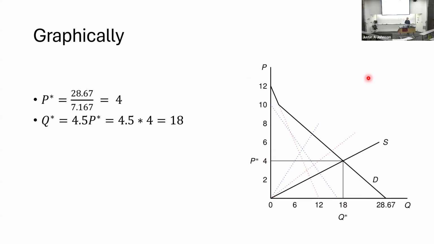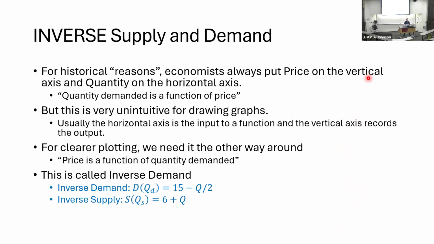So that was the direct version of this problem. Often, however, actually more common, I would say, is we deal with the inverse supply and demand. And what's going on here is, for historical reasons, dumb reasons, economists always put price on the vertical axis of our plots, right? That's just how we draw it. I mean, there's no reason it has to be that way. You could put price on the horizontal axis and quantity on the vertical axis, but for historical reasons, we just keep doing it that way.